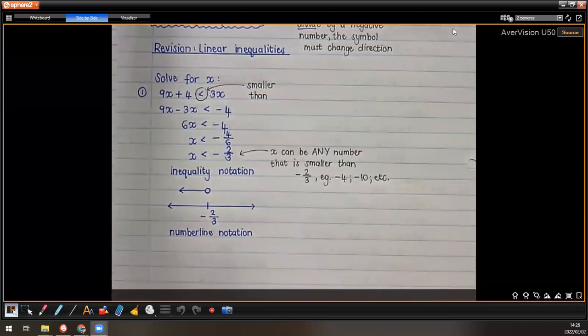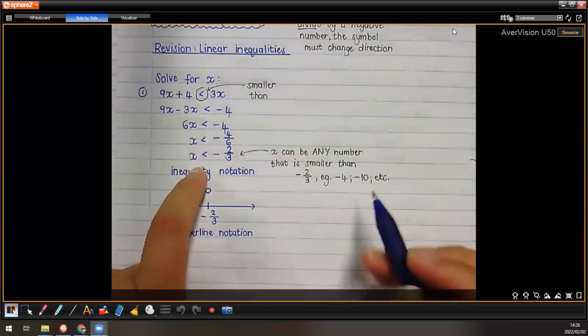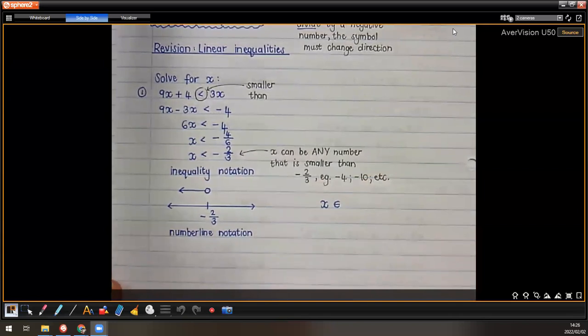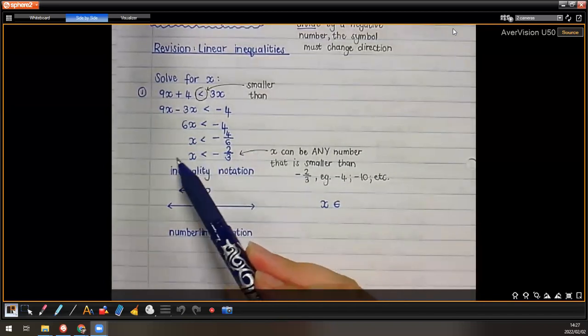Now, when we get to quadratic inequalities, which we'll get to later, we are actually going to use a number line to figure out our answer. So we're going to get much more practice with number lines. Then there was one last type of notation, which we call interval notation, which we use brackets for. Does that sound familiar? So for this, you're going to write that x is an element of, and then you're going to put in brackets from which number to which number. You're going to use round brackets if the values are not included, square brackets if the values are included. So guys, it can be any number smaller than -2/3.